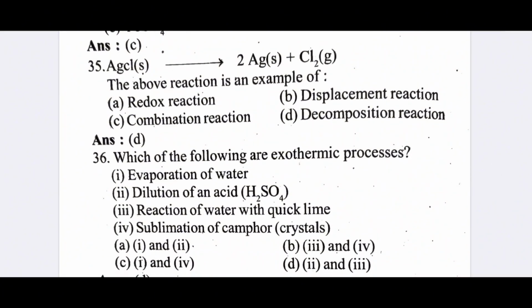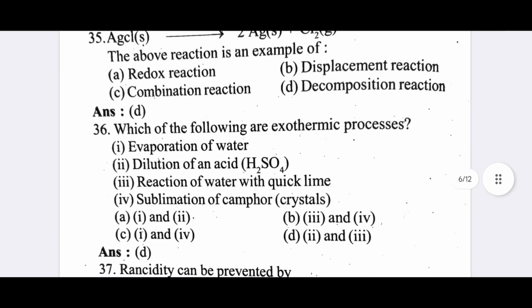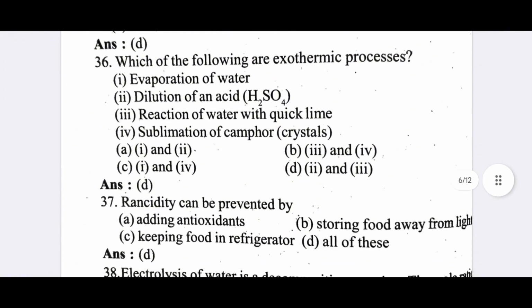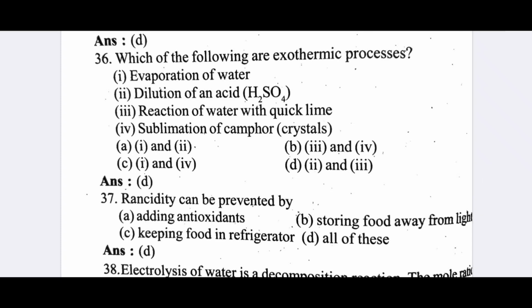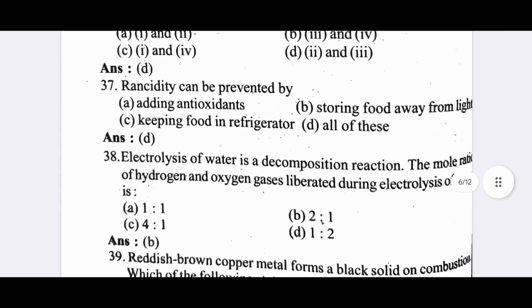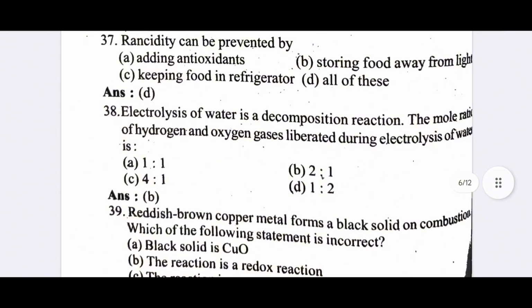Which of the following are exothermic processes? Answer is D. 2 number, dilution of acid H2SO4 and 3 number, reaction of water with quick lime. Rancidity can be prevented by D, all of these. Electrolysis of water is a decomposition reaction. The mole ratio of hydrogen and oxygen gases liberated during the electrolysis of water: answer is B, 2:1. A reddish brown copper metal forms a black solid on combustion. Which of the following statements is incorrect?